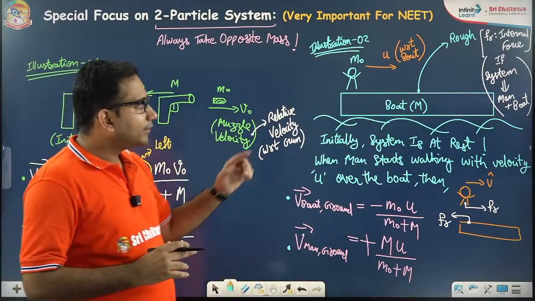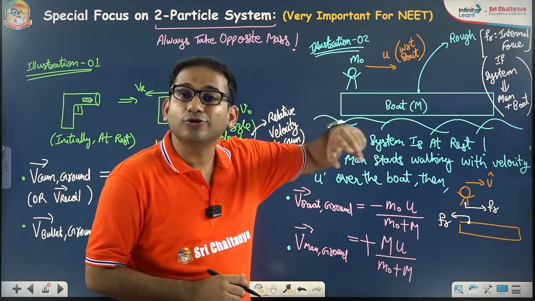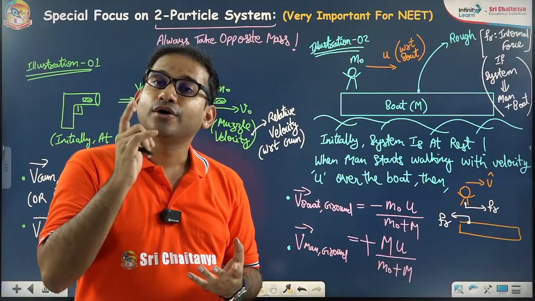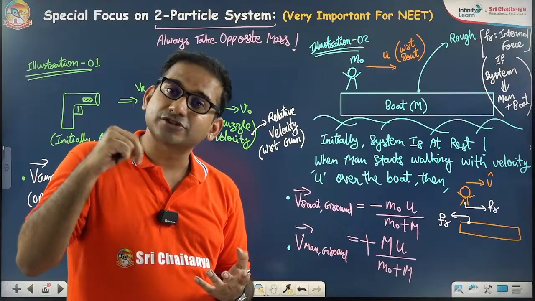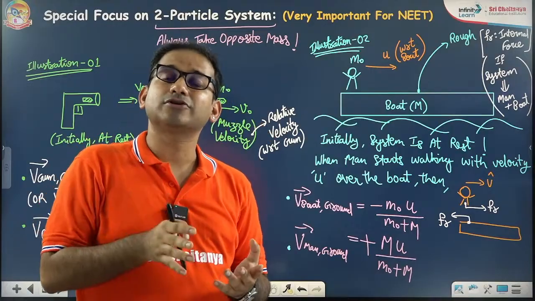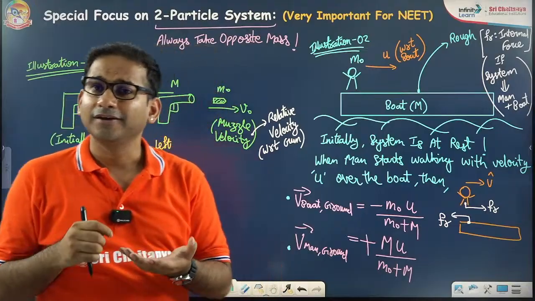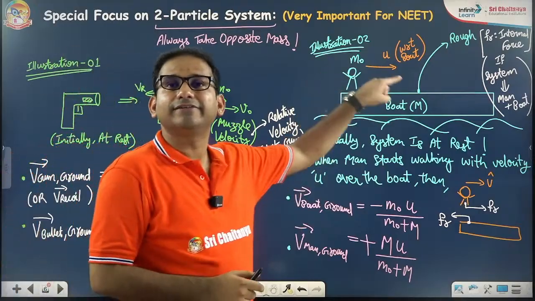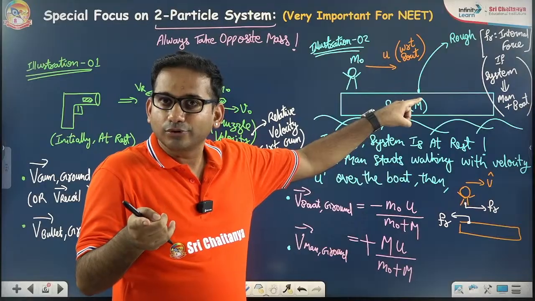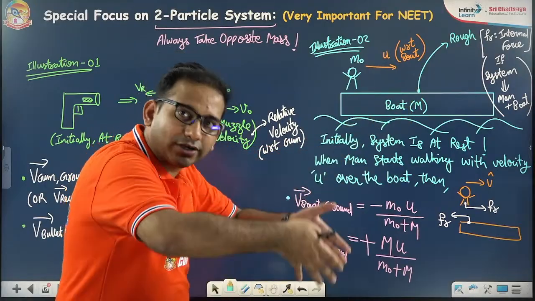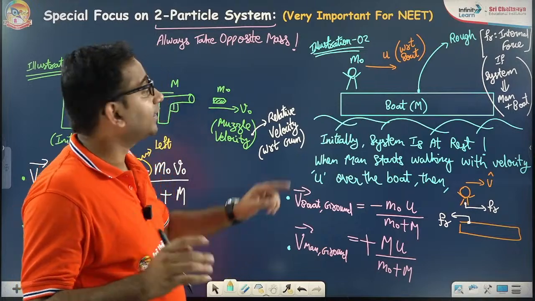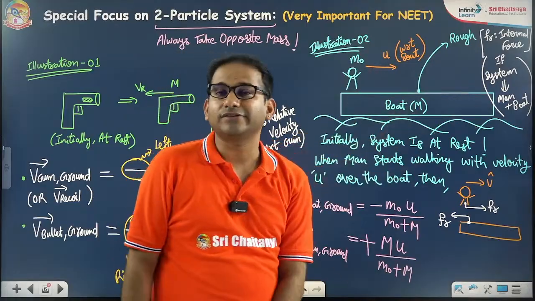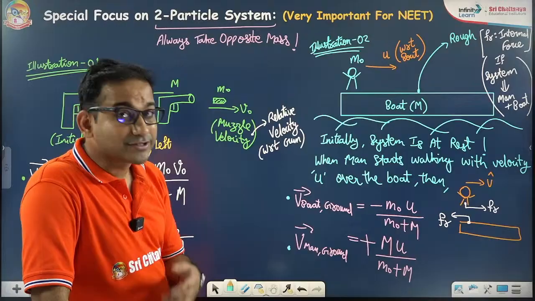But when the man is walking over the boat, the velocity with which the man is walking must be the velocity with respect to boat. Because the man is walking over the boat, so its velocity is obviously the relative velocity. If the man is walking over the boat, with whatever velocity it is walking on the board, it is relative to the board. That's why I'm emphasizing again and again that this velocity is not the velocity with respect to ground. This has to be the velocity with respect to boat. Alright, so what is the situation now?